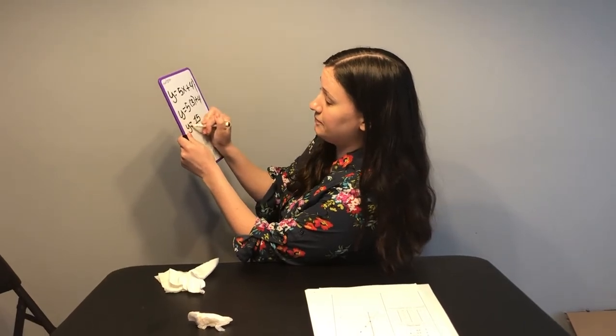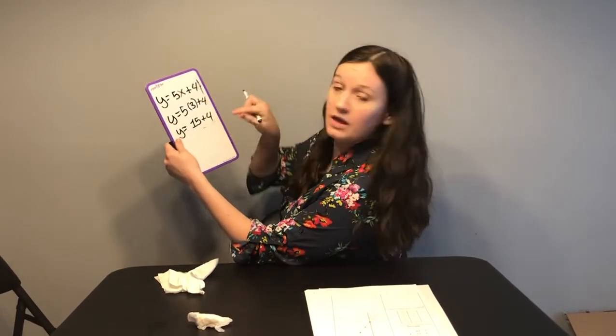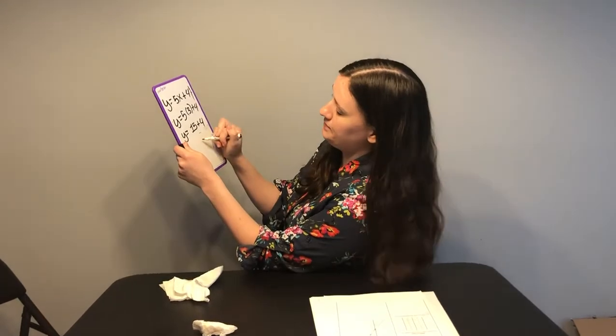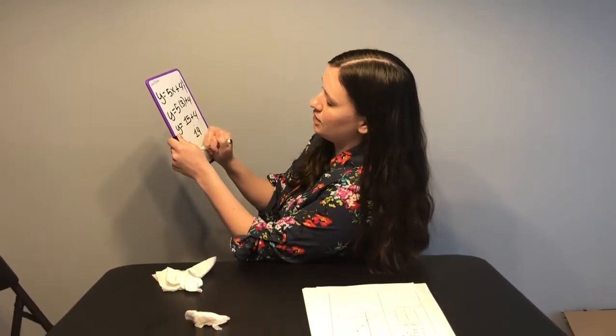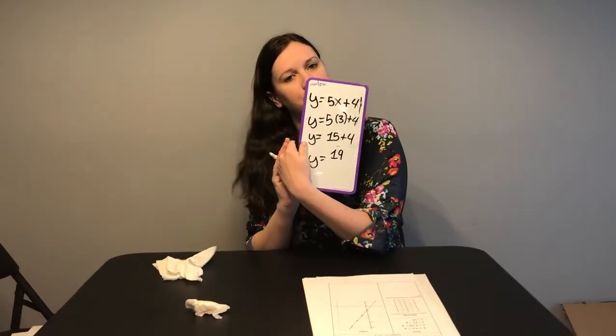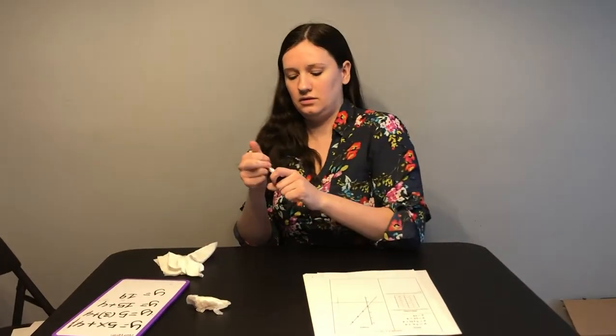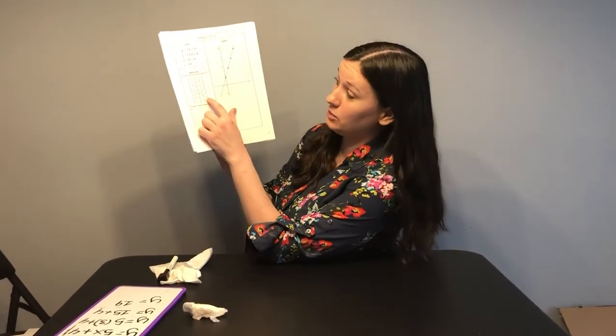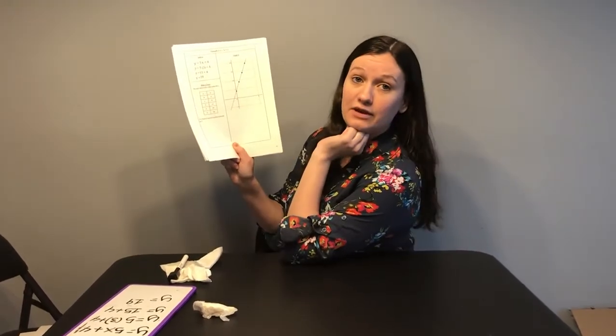Bring everything else down. 15 plus 4 equals 19. So y equals 19. So on here, when x equals 3, y equals 19. So go ahead and pause the video and try all of these numbers in for x and see if you get my same answers.